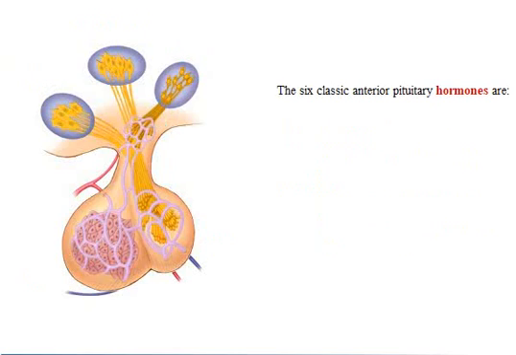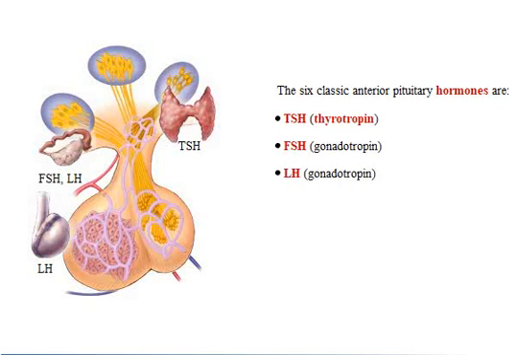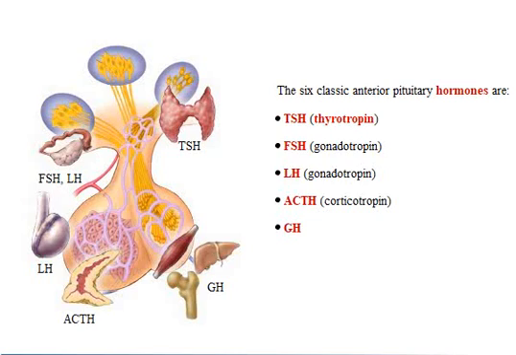We have reviewed 6 hormones secreted by the anterior lobe of the pituitary. They are thyroid-stimulating hormone, or thyrotropin, follicle-stimulating hormone and luteinizing hormone, the gonadotropins, adrenocorticotropic hormone, or corticotropin, growth hormone, and prolactin. These are considered the classic anterior pituitary hormones because their structures and physiological functions in humans are well understood.